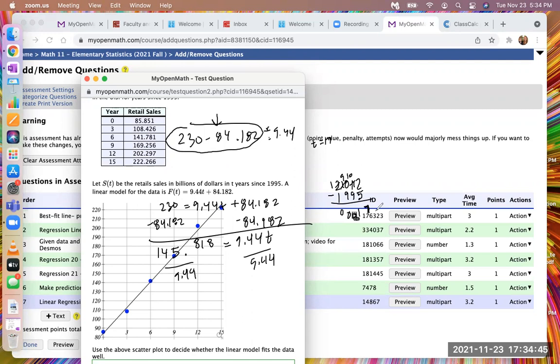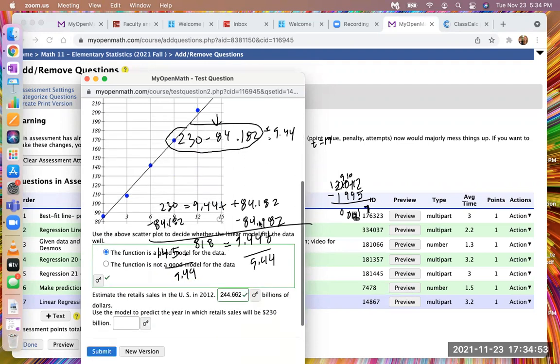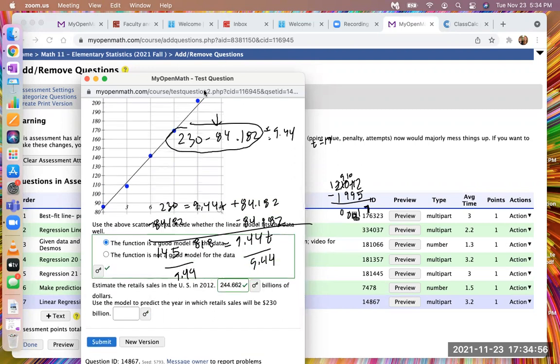So now divide by 9.44, and I get 15.44, which we rounded to 15. Now, one little extra step here. So if our X is equal to 15, they actually want the year and not the years after 1995, because the X values are years after 1995. So I have to take 1995 and add 15 years. So that is 2010. And that's what we get, 2010.